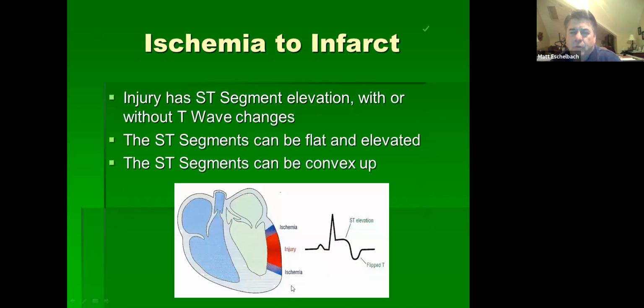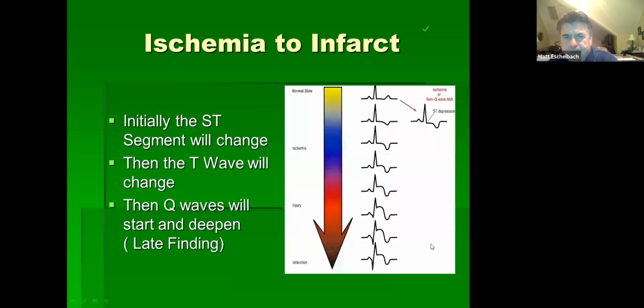Okay, so take a look at that fireman's hat you just had in your mind, and here it is again, with the peak up front, the back of the hat, and the tail of the hat right there. Injury, where the ST segment has elevation, with or without T-wave changes, can happen. ST segments can be flat or elevated, and they can be convex up as well.